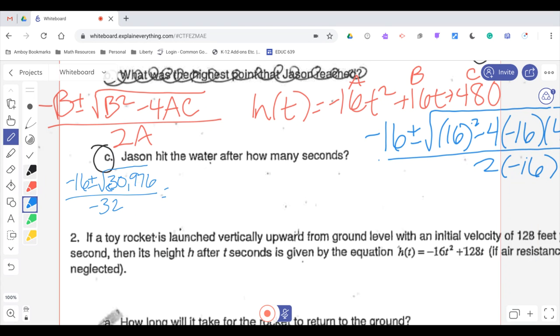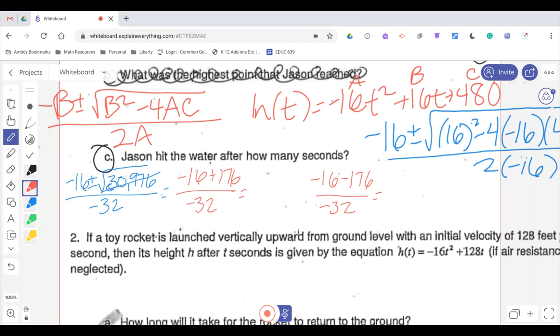Either way, whether it has a square root or not, I need that number because they actually want a time. How long did it take for him to hit the water? Let's find out if it has a square root. It does. It has a square root of 176. So I'm going to have negative 16 plus 176 divided by negative 32, and negative 16 minus 176 divided by negative 32. I'm going to solve those two things.